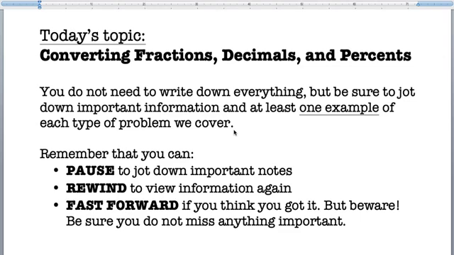Remember that you can also utilize the pause button to jot down important notes before moving on, the rewind button to view information again, and the fast forward button if you think you got it. But be careful and make sure you don't fast forward too much so that you miss out on anything important.